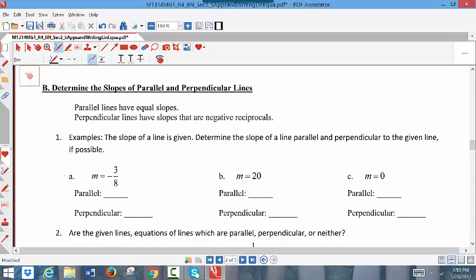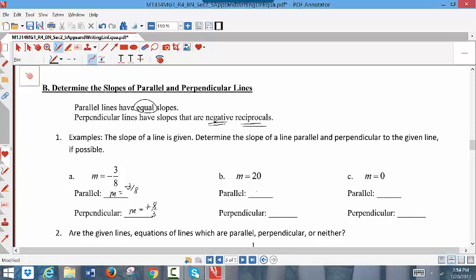Okay, determine the slopes of parallel and perpendicular lines. Parallel lines, of course, will have slopes which are the same, which means the slant of the line is identical. Perpendicular lines will have slopes which are negative reciprocals. It's a two-step process. You take the negative and you take the reciprocal. So if you have a slope of -3/8, a parallel line will also have the slope of -3/8. A perpendicular line says change the sign, so if that one was negative, this one's positive, and take the reciprocal. It's a two-step process. Change the sign and take the reciprocal.